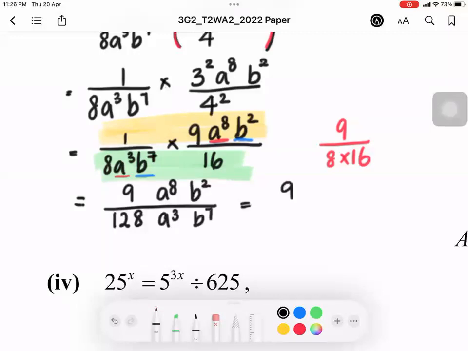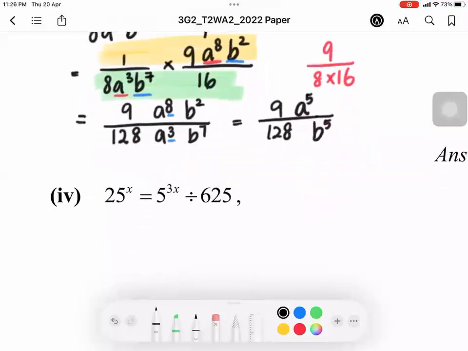Let us simplify the letters. A to power of 8, on top got 8 of them, bottom got 3. I cancel, left with a to power of 5, and it's in the numerator as a larger power. Next one, b to power 2 over b to power 7. On top got 2, bottom got 7. Cancel away 2 of them. I'm left with b to power 5, but it's in the denominator because there are more powers in the denominator. Then we get our answer.